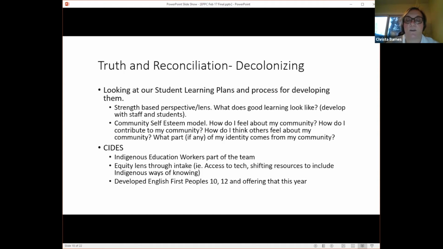Looking at the community self-esteem model and how everybody in our school community, adults included, are feeling about our community. How do we contribute? How do they feel part of it, if they have any identity with our community? And that one's been an interesting one because it's come up quite a bit for us this year in terms of what we've noticed with our students in terms of how they feel about their former schools, or how they feel about their experience with education, where they'll tend to feel quite comfortable in our space and still have some resentment or some anger or different feelings towards how it went for them in other spaces.